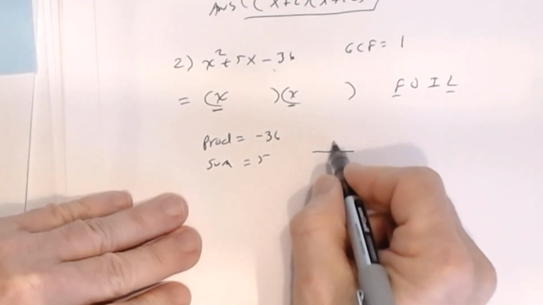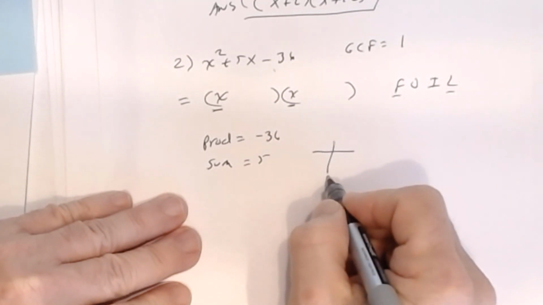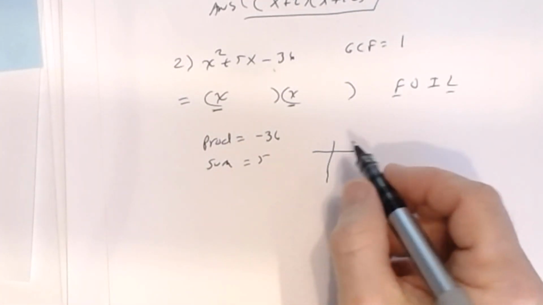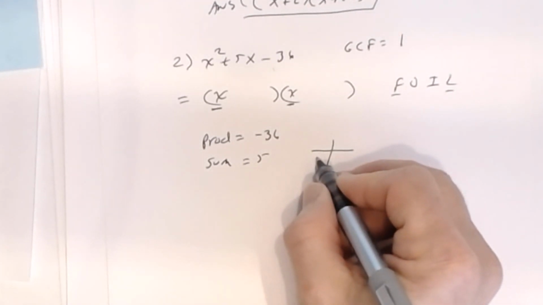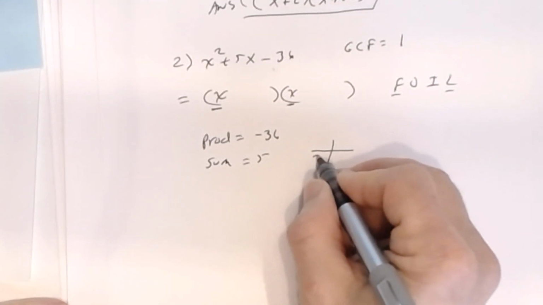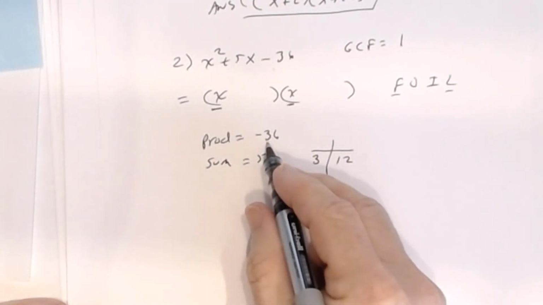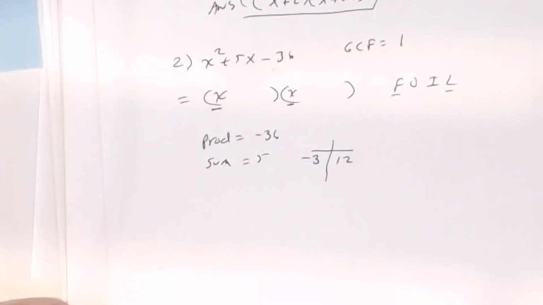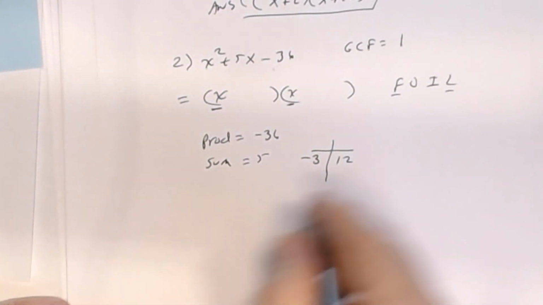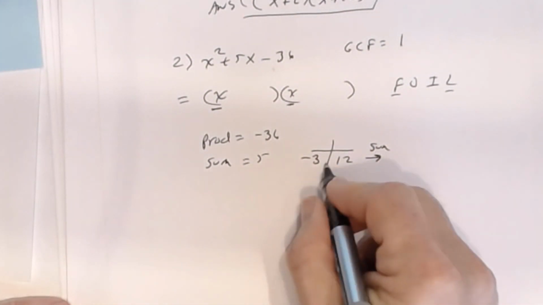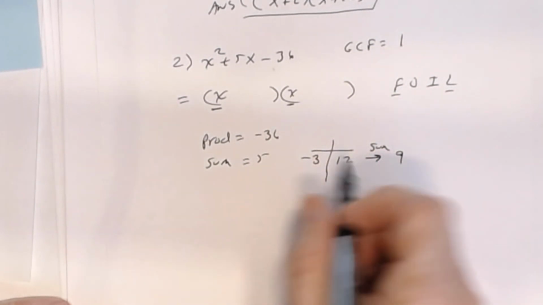Let's think about this. I'm doing a little t-table here. Let's think about two numbers whose product is negative 36. For example, 3 times 12. 3 times 12 is 36, but I want it to be negative, so let's make one negative. But when I add them up, negative 3 plus 12, the sum is 9, but that's not what you wanted.